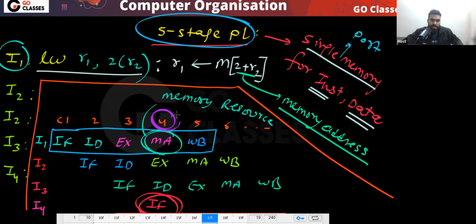Because you can notice in this cycle C4, this load is accessing the memory, and this I4 also needs the memory. Both of them need to access the memory. Yes or no? You have a single memory, a single resource. In the cycle C4, load is already accessing the memory, and in the same cycle I4 also needs to access it. If you want to fetch, you need to access the memory. So can you fetch instruction I4? The answer is no. This cannot happen.